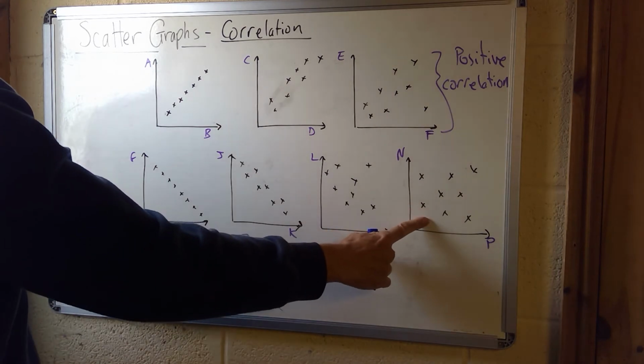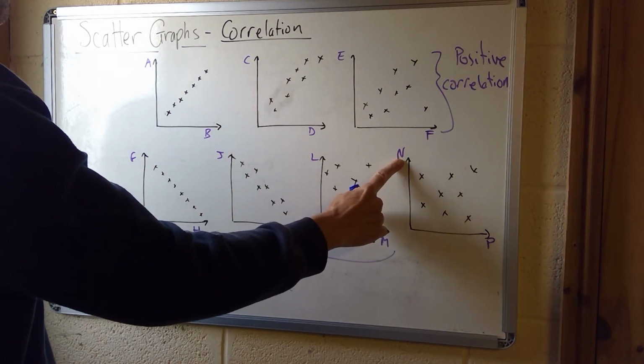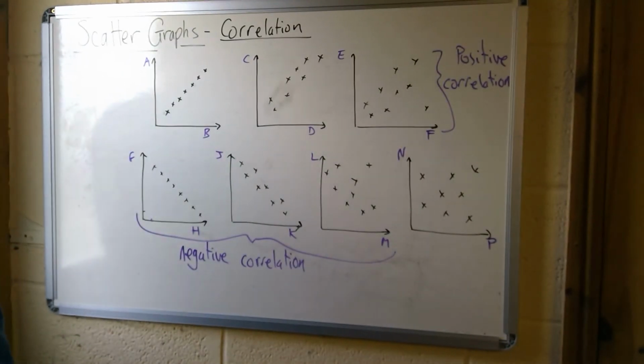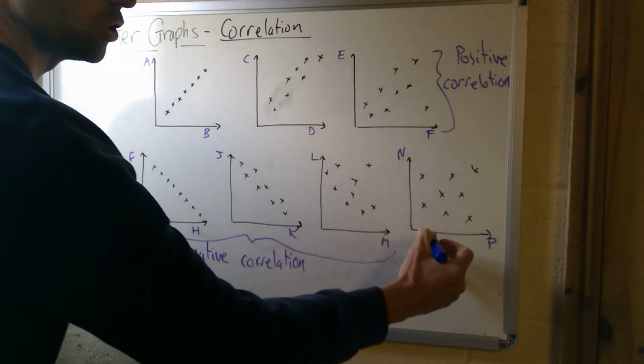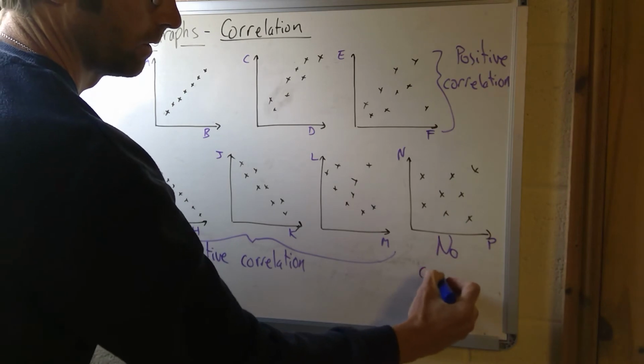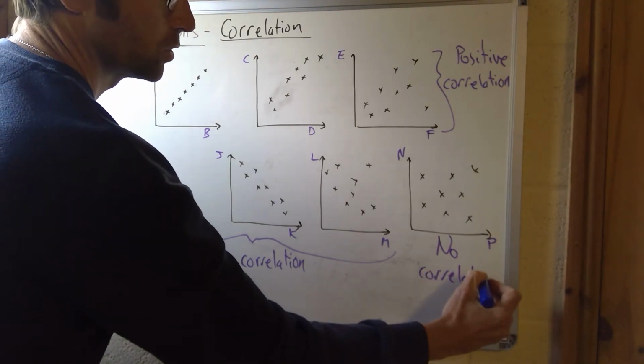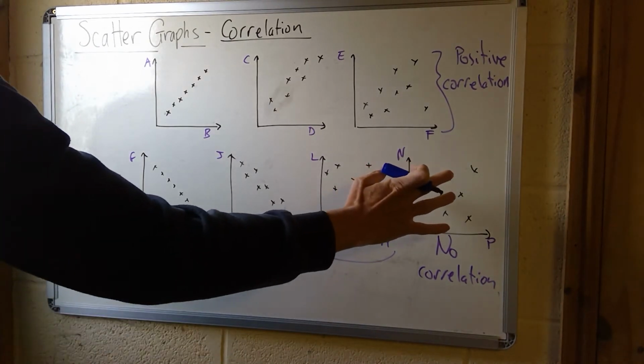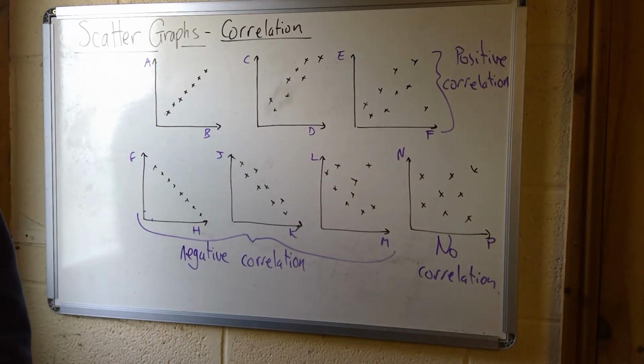The final graph here, N against P, you'll see the points are randomly scattered. That is showing that there is no correlation. So whatever those 2 variables represent, there is no connection between them. They are just a random collection of points. There is no connection between those 2 variables.